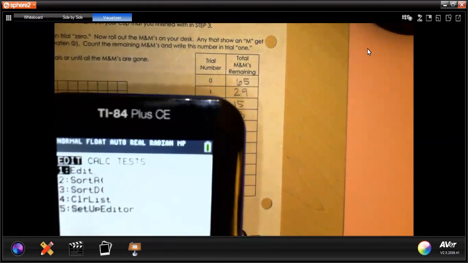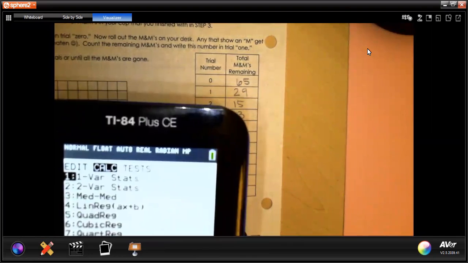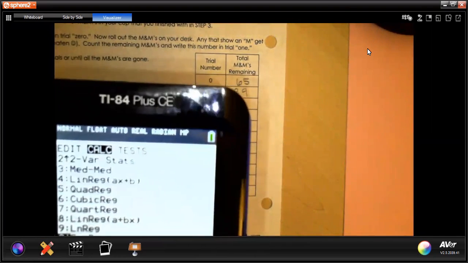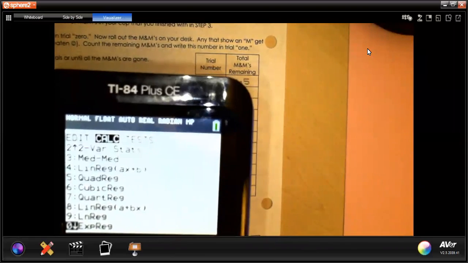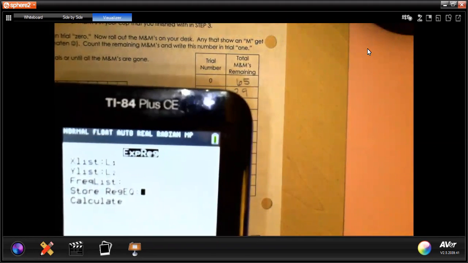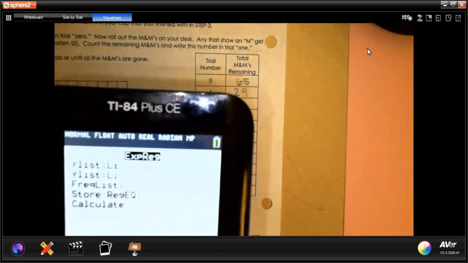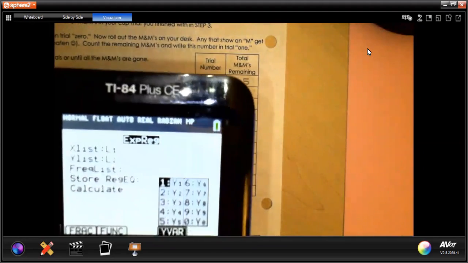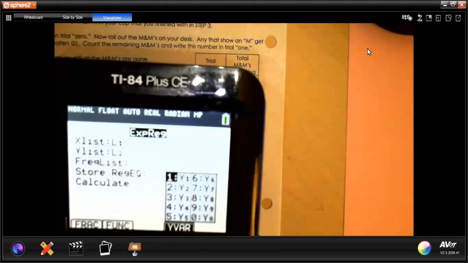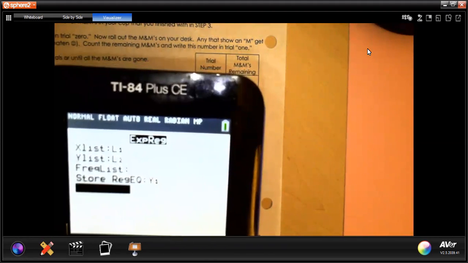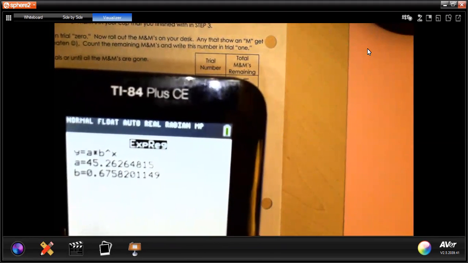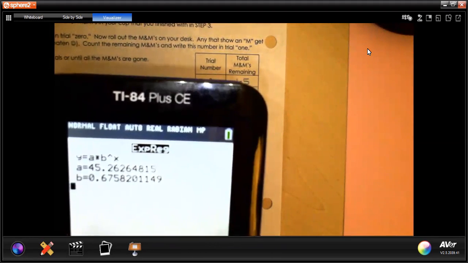Now when I hit stat, I'm going to move over to calculate again, and I'm going to go down to exponential regression again, which is the 0. I hit enter. Again, we're going to want to store that regression equation to verify that it's a good one, so I'm going to hit the alpha trace there, and those are typed on your notes in case you forget those steps. So we hit enter for that Y1 and then enter to calculate, and it gives me my equation there. Again, we can go ahead and round that, but don't round it when you're using the equation.